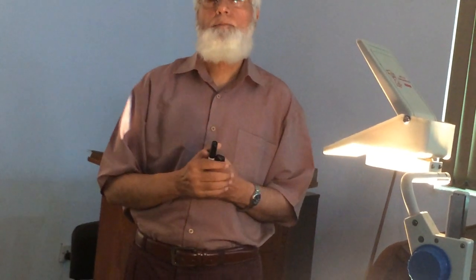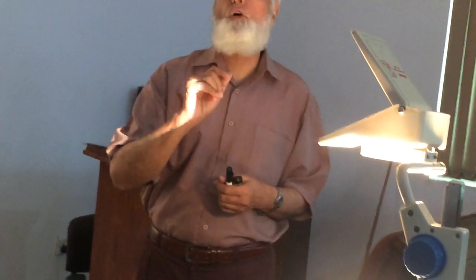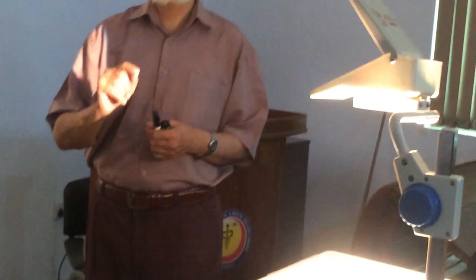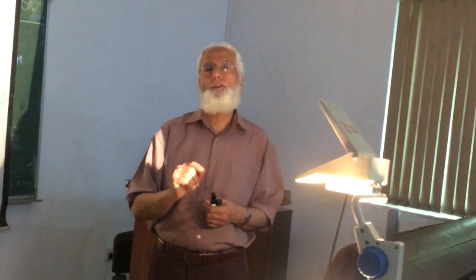Lips, tongue, and soft palate. These are the organs involved in the articulation. What is articulation? Formation of words from the voice sound produced in the larynx. Teeth also help in articulation.